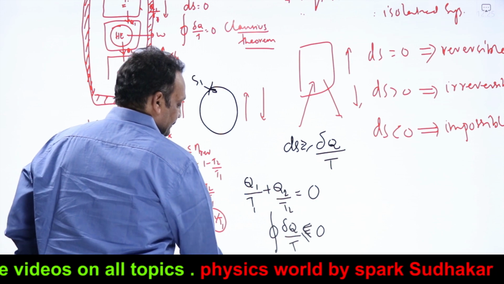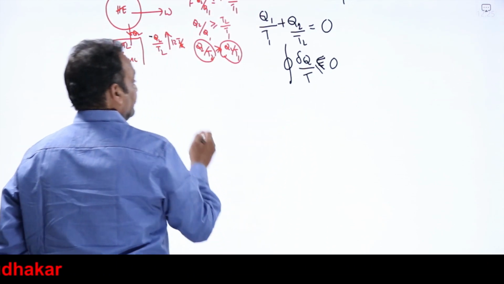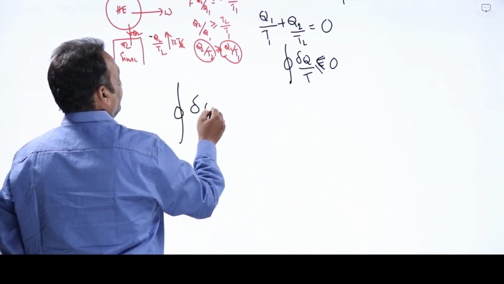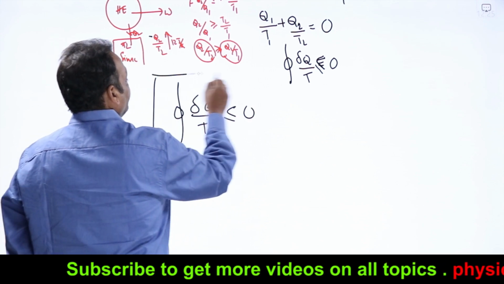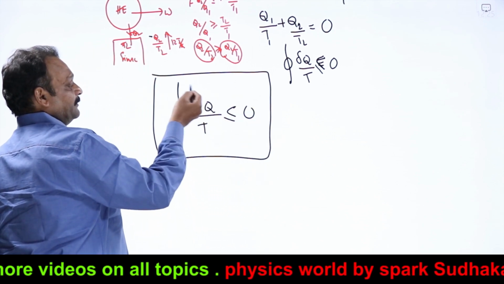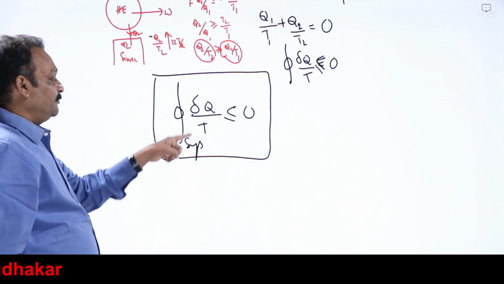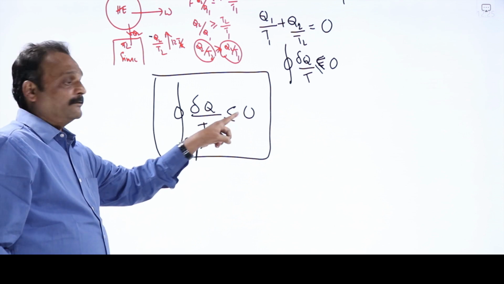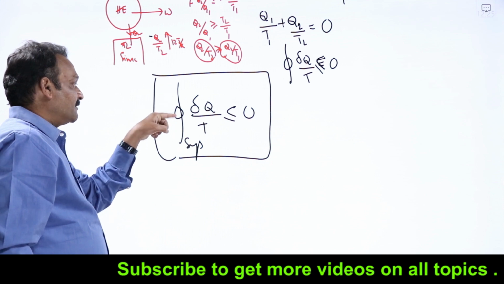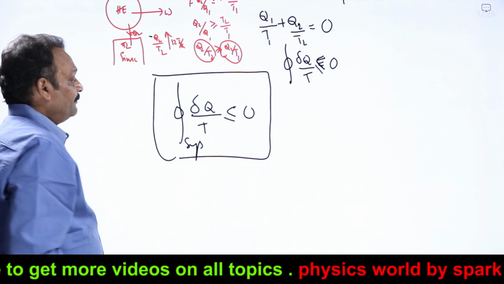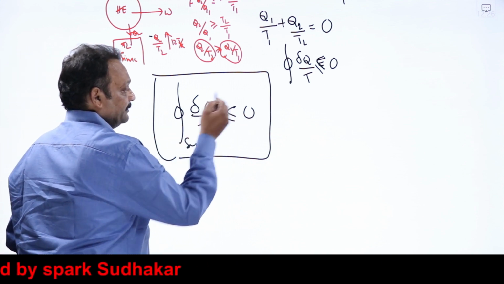So if I generalize, for a system, circular integral delta Q by T is less than or equal to 0. In this, the equality sign is applicable for a reversible process. I am putting a circle on the integral, which means it is a cyclic process only. If for a system the cyclic process is reversible, delta Q by T will be equal to 0.